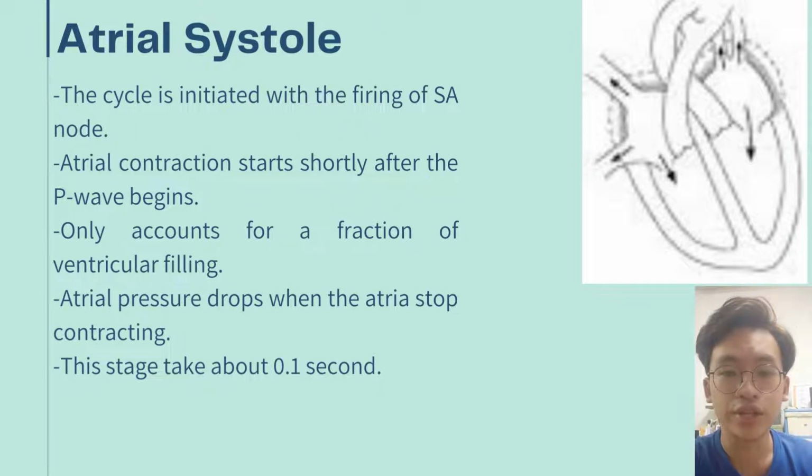The cycle is initiated with the firing of the SA node that stimulates the atria to depolarize. This is represented by the P wave on the ECG. Atrial contraction starts shortly after the P wave begins and causes the pressure within the atria to increase, forcing blood into the ventricles. Atrial contraction, however, only accounts for a fraction of ventricular filling because at this point, the ventricles are already almost full due to the passive flow of blood down into the ventricles through the open AV valves.